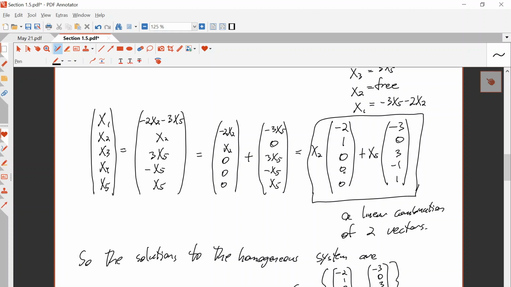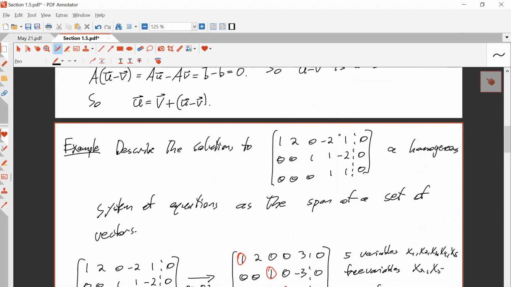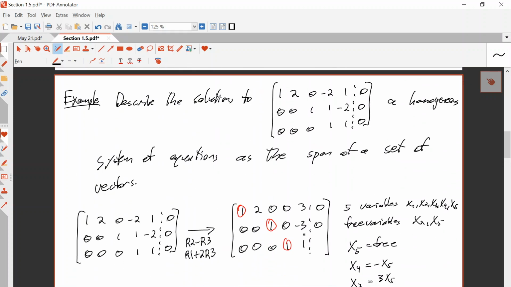All right. Now, if you had a non-homogeneous system with the same coefficient matrix, just non-homogeneous in this case.